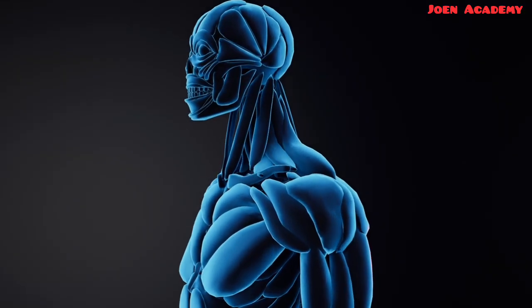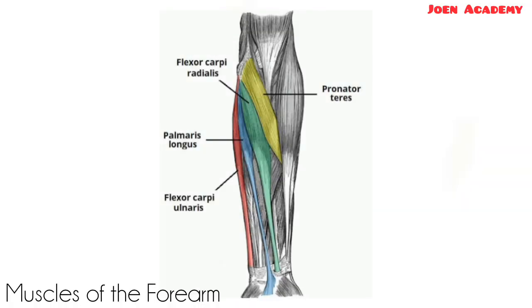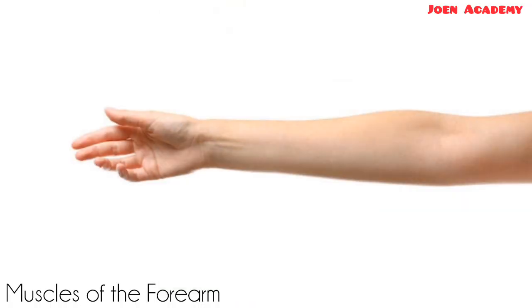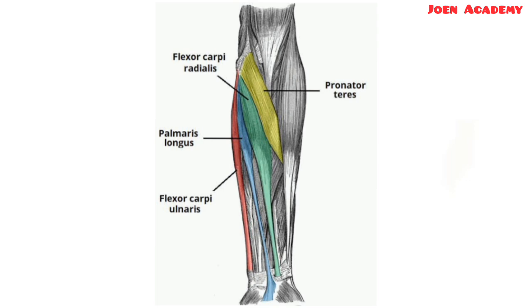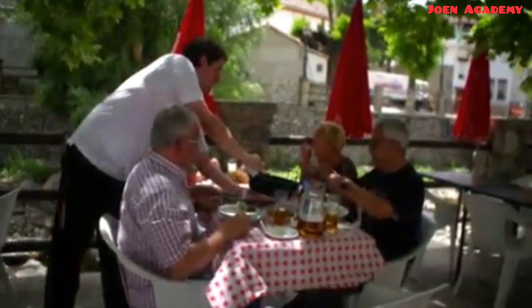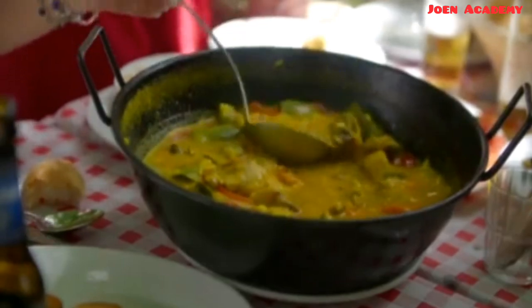In this video we will be looking at the muscles of the forearm. The forearm is the region of the upper limb between the elbow joint and wrist, and it is divided into anterior and posterior compartments. These compartments have different muscles which we will look at, so let us relax and enjoy the sweet savor of the forearm anatomy.